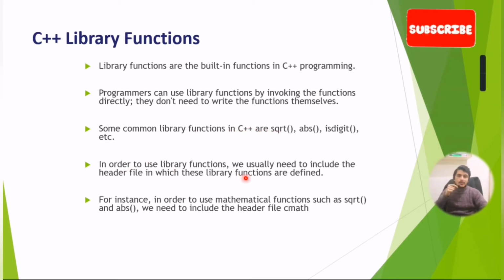In order to use a library function, we usually need to include a header file in which these library functions are defined. For instance, in order to use mathematical functions such as sqrt and abs, we need to include the header file cmath. So here it is very important to know that if we are going to use some specific library functions, we need to assign the header file to that program.